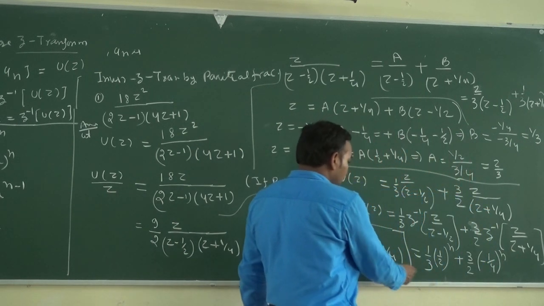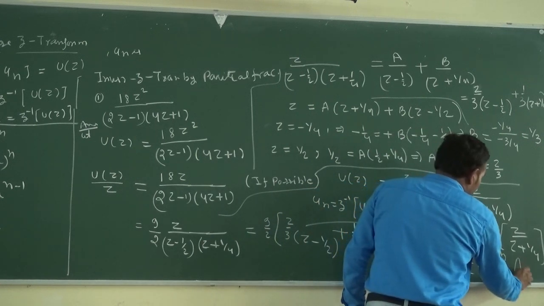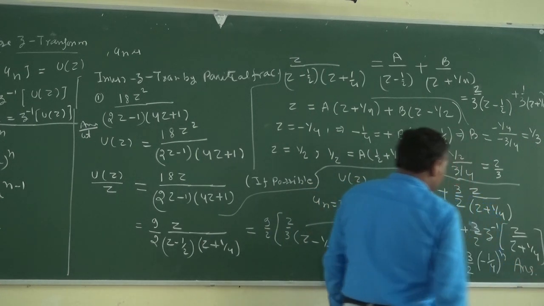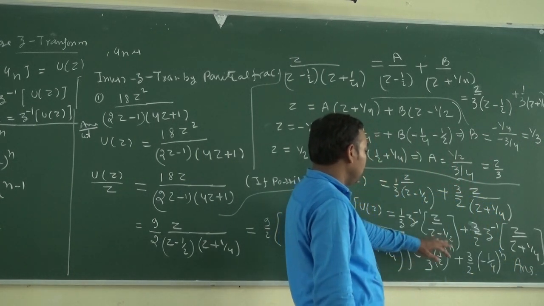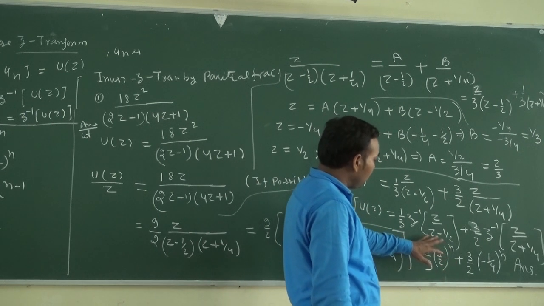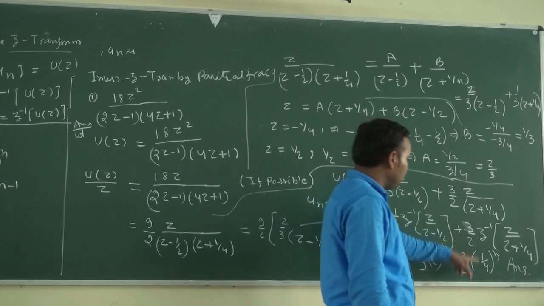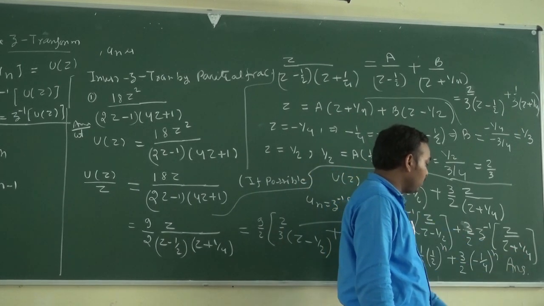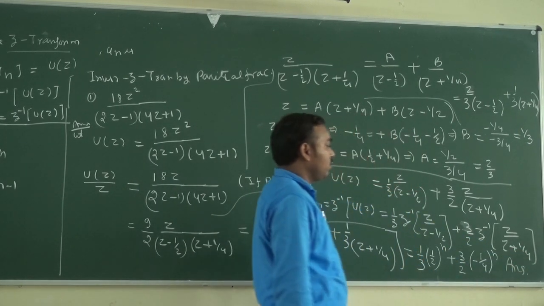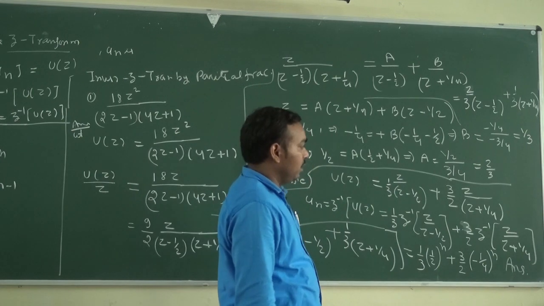This is the answer of the problem. We know that the inverse z transform of this is (1/2)^n plus 3/2 times the inverse z transform of (-1/4)^n.